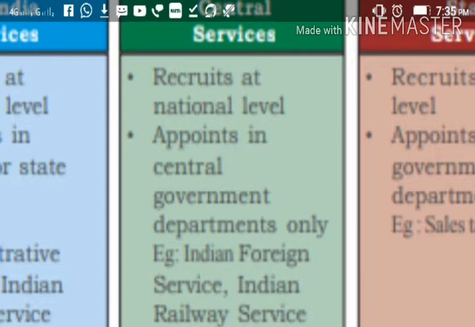All India service means all India level, both national and state level. Central service recruits only at the national level. There is no state level. That is called the central service. Those under the central service we call central government employees or central government officers. They always work under the central government department. Central government department workers we call central service.